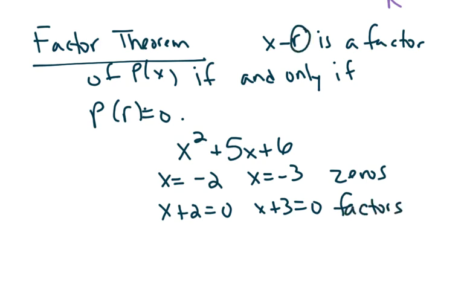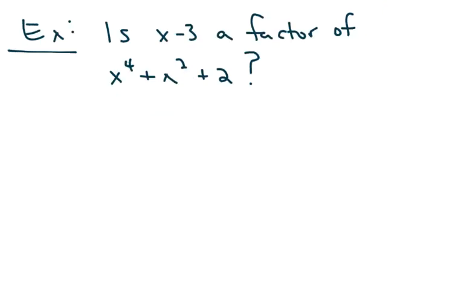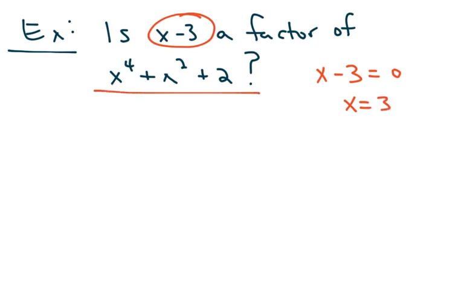So if you know what r is, you can plug it into p of x. And if you get 0 as the resulting answer, then x minus r has to be a factor. The easiest way to tell if something is a factor or not is to graph it in your calculator and see if the graph hits the x-axis at that value or not. But how do you know what number to look at? Well, if you take this and you set it equal to 0 and solve for x, and then you graph this in your calculator, does the graph cross the x-axis or touch the x-axis at x equals 3?